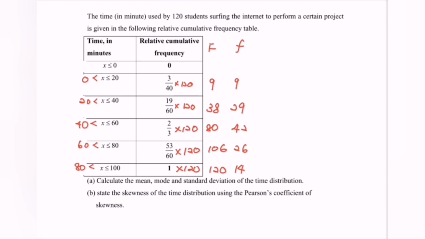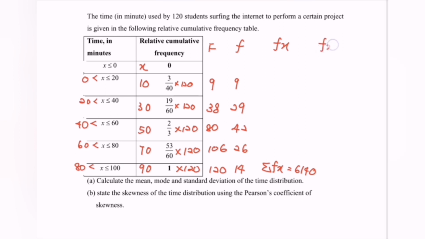Next is to find the midpoint. In order to find the midpoint, what we have to do is use the lower boundary plus the upper boundary and then divide by 2. So we will obtain 10. Next we have 30. Next we have 50. Then we have 70, and finally we have 90. Next what we have to do is find the fx. So the summation of fx is equal to 6014.